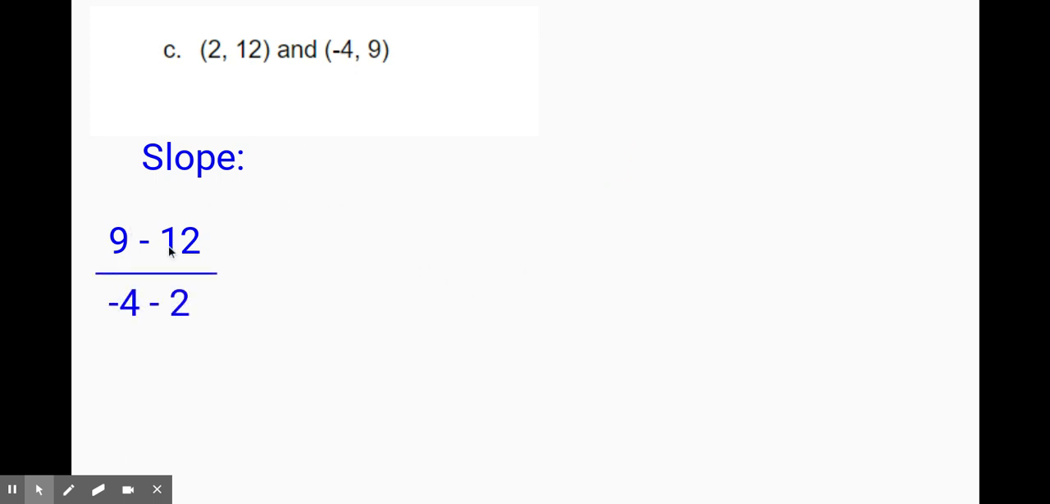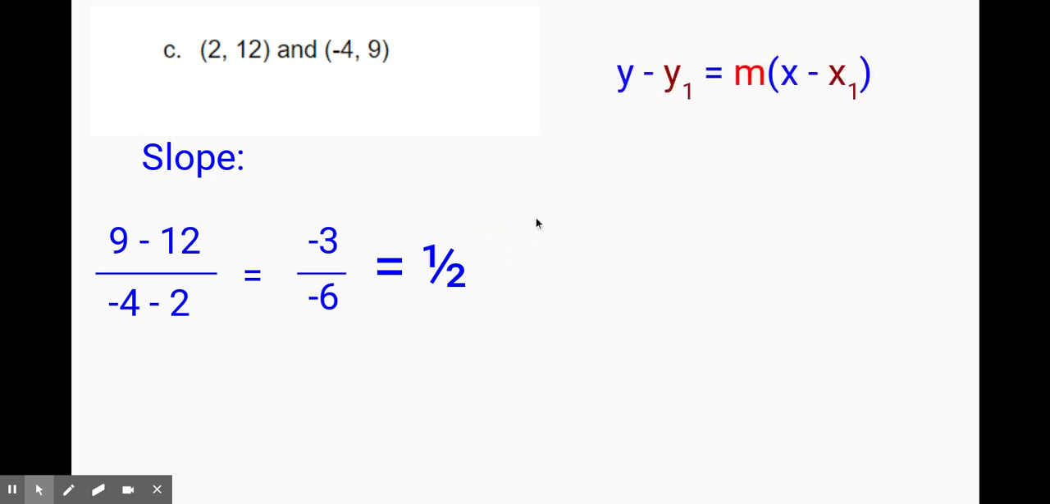On top, 9 take away 12 would be a negative number. These two are both negative. Negative 4, take away 2 more. It's going to be a bigger negative number on the bottom. Negative by negative is positive. And yes, I can reduce the top and bottom by 3. So if I divide the top by 3, I get 1. Divide the bottom by 3, I get 2. And negative will give me that positive. Write m equals when necessary. Let's see if you substitute everything in the correct spot.